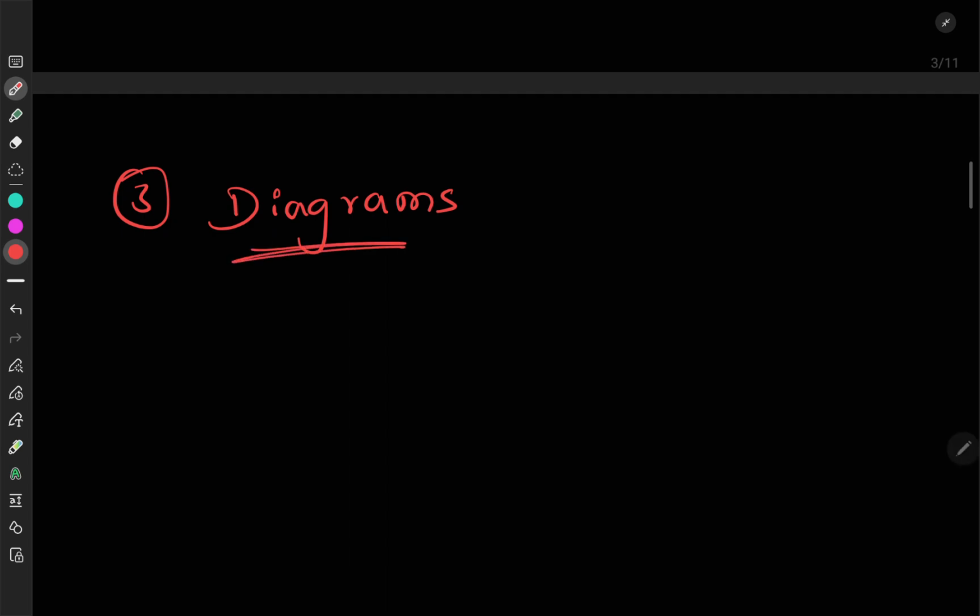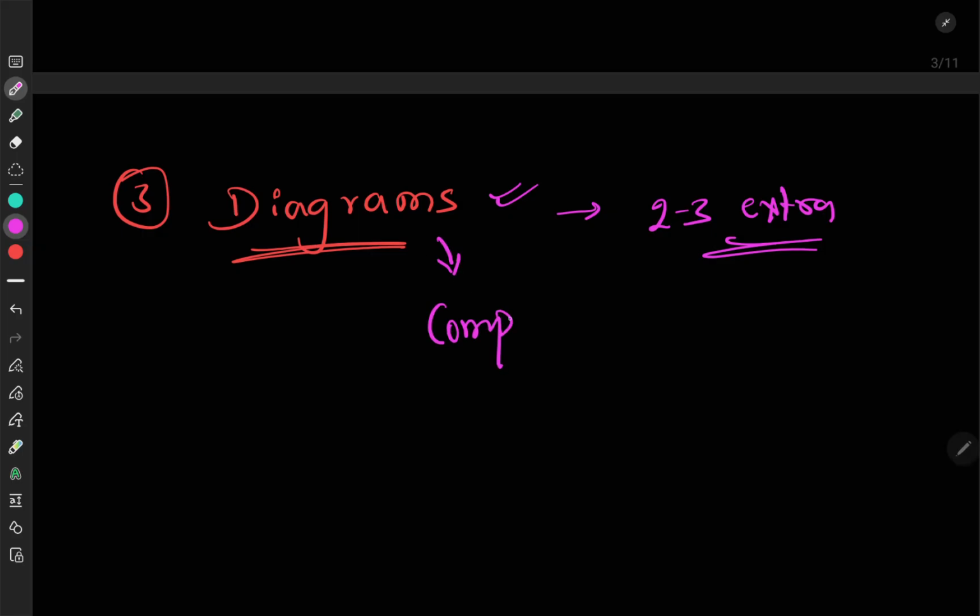Come to the third point. Yes, this is diagrams, and it will definitely fetch you 2 to 3 marks extra if you write good diagrams, right? And some are saying that they are optional, not compulsory. See, in my point of view, no, they are compulsory.